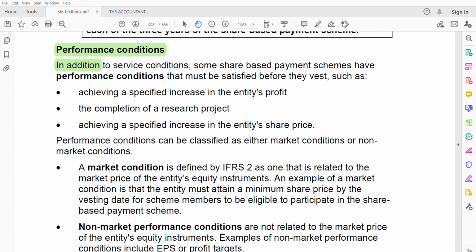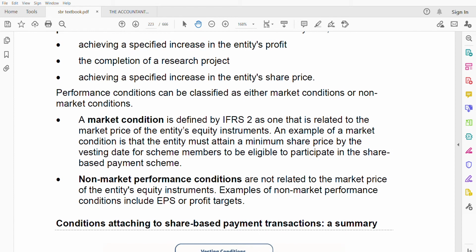Another thing you need to know. Performance conditions are classified into two. One is known as market condition, the other one is known as non-market condition. And both you need to know. What is market condition? It is related to the market price of the entity's equity instruments. For example, share price. It is something which you cannot control. It is based on the market.